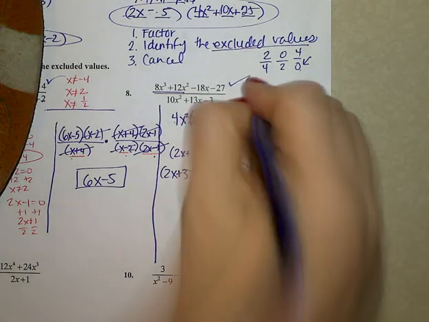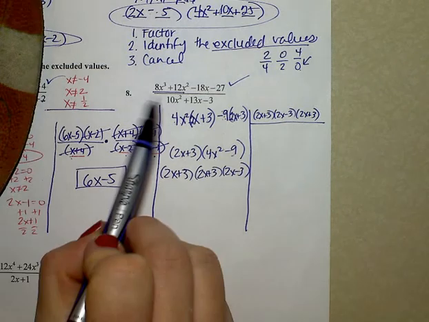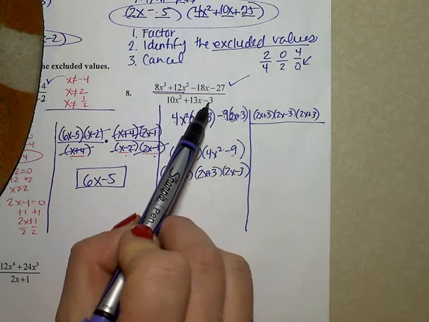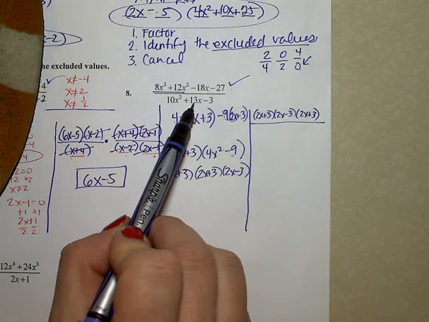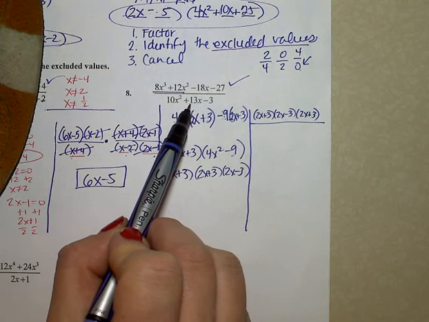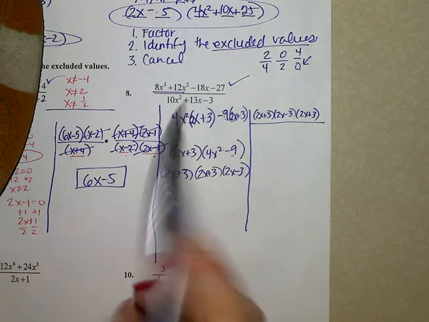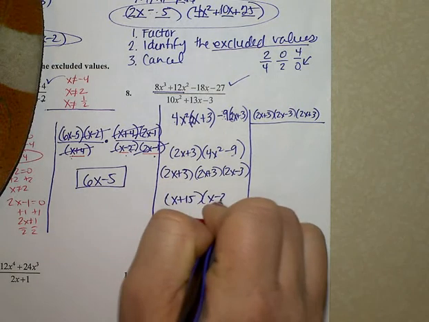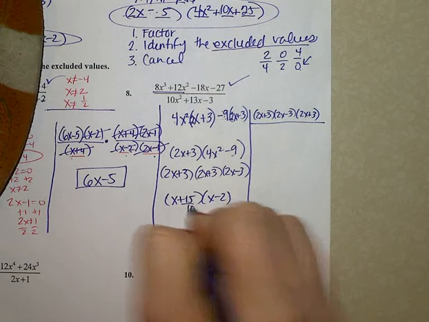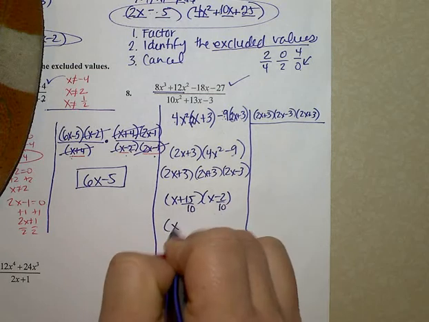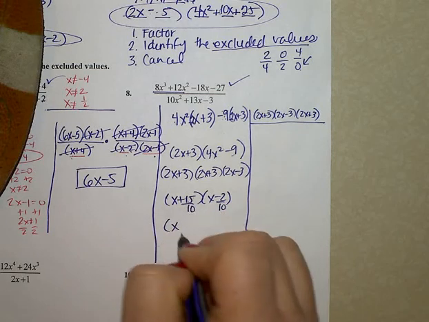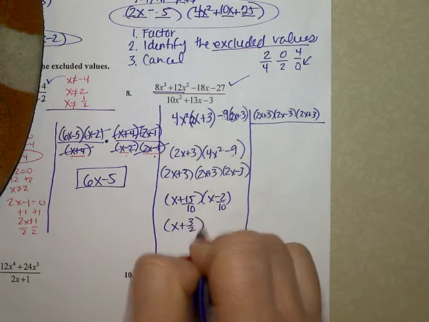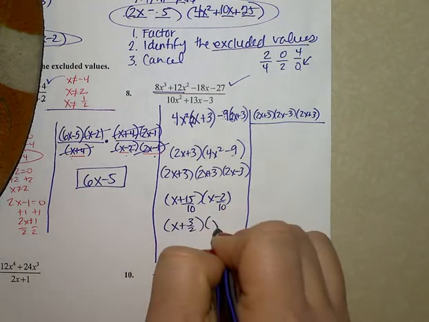The denominator: what multiplies to equal negative 30 and combines to give you 13? 1 and 30, no. 2 and 15 work. So x plus 15 and x minus 2. Leading coefficient is a 10. I'm going to reduce those fractions. 5 goes into 15 and into 10. And 2 goes into itself and also into 10.